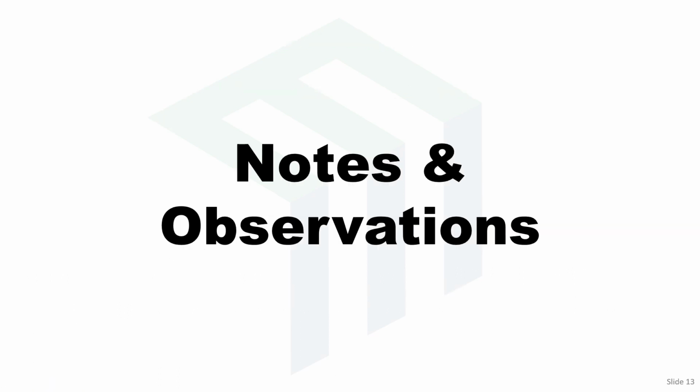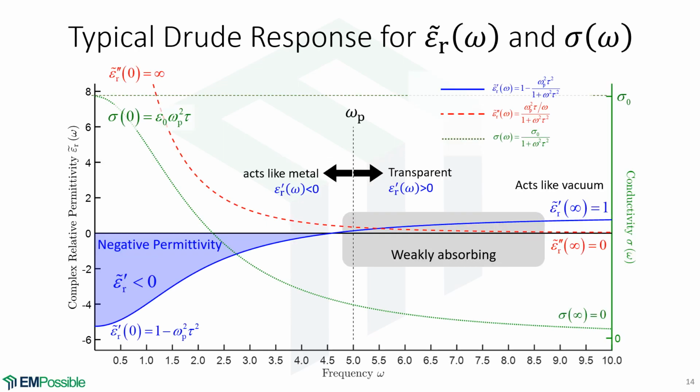Let's make a bunch of notes and observations about the Drude model and what we've learned. So here is a plot of the typical Drude response along with the conductivity. A lot going on here, so let's just look at this one at a time. So first, we'll look at the real part of the permittivity. That's the blue line here.